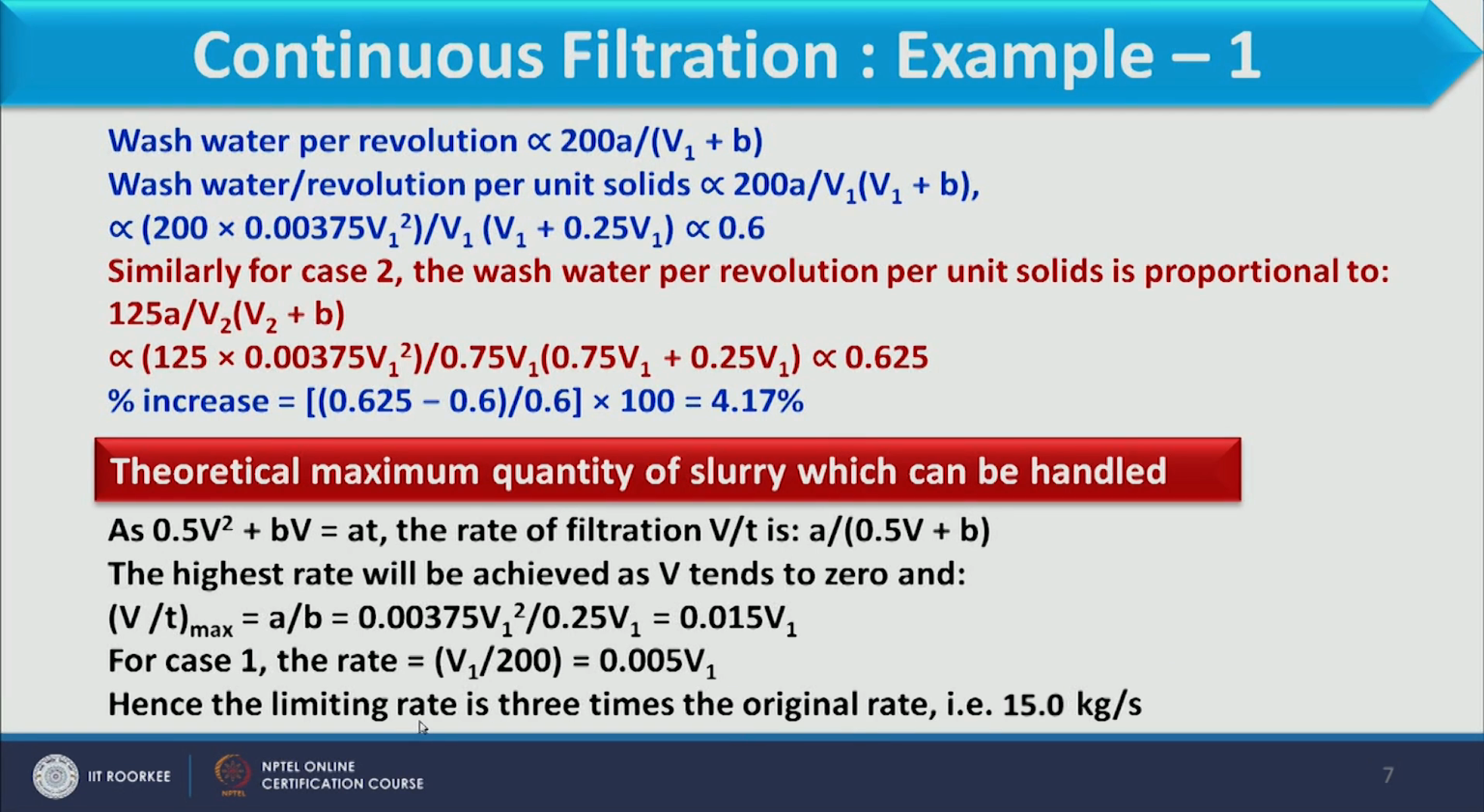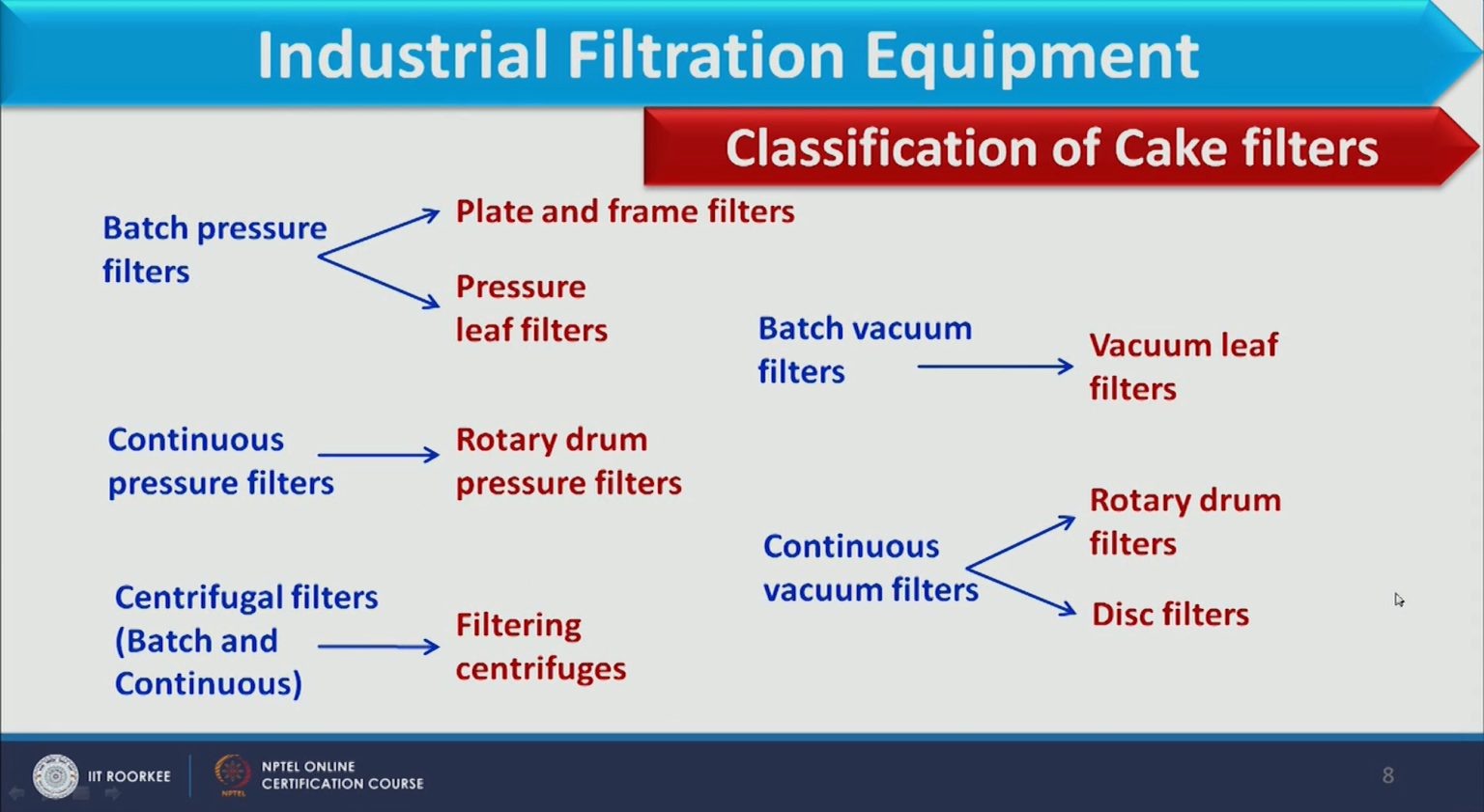Hence the maximum quantity or limiting rate is 3 times the original rate, and therefore the maximum slurry that can be handled is 15 kg per second. So that's all about the continuous process. Now we will discuss what are the different equipments available in industry for filtration.